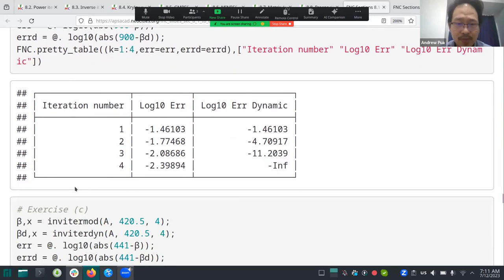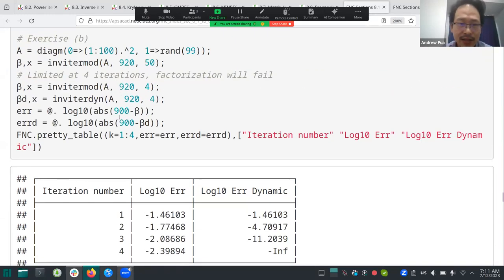For example, in this part with dynamic shifting, in a few iterations, by the third iteration, the log 10 error is minus 11 already. So it's quite fast compared to without the dynamic shifting. But of course, there's sleight of hand here, because you have a sense of what the eigenvalues are, and you could choose a starting point quite carefully in that sense.